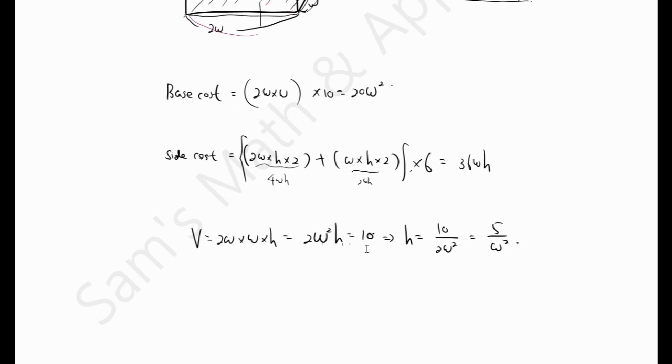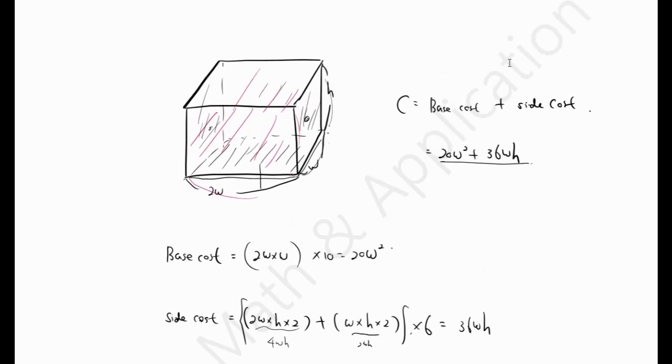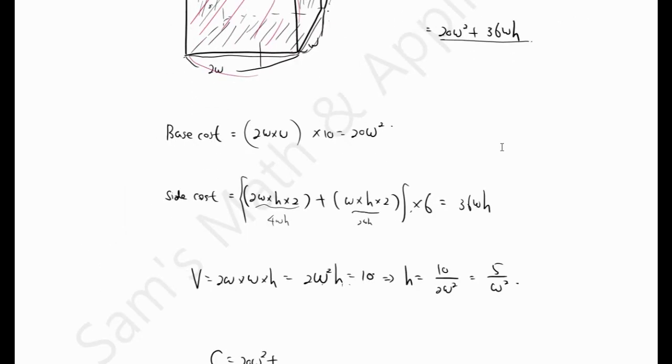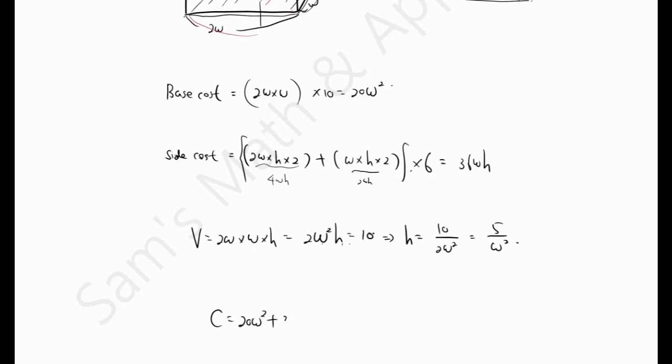So we input h into the cost, and the cost is 20w squared plus 36w multiplied by 5 over w squared. So this is 20w squared plus 180 over w. This is the answer for this question. The total cost is 20w squared plus 180 over w.